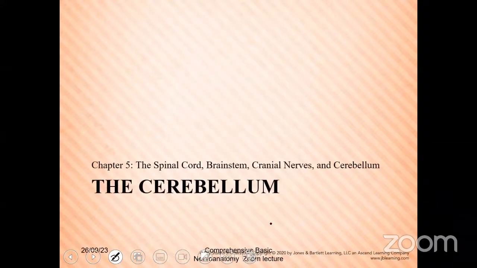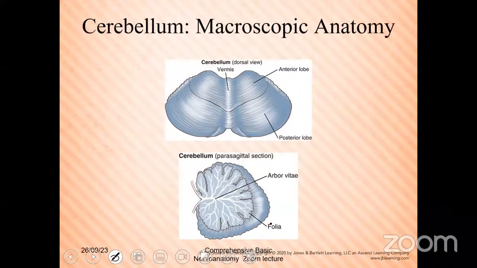So that brings us to the part called cerebellum. In cerebellum macroscopic anatomy, it has a vermis, which you can see, the anterior lobe, which is affected mostly in alcoholics, the posterior lobe, and you can see a cross section, a parasagittal section. You can see the cerebellar folia. Almost 10 to 11 folia are present, and if the number increases, that suggests atrophy.